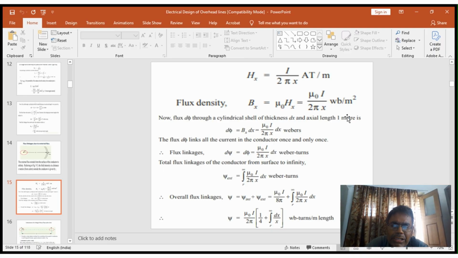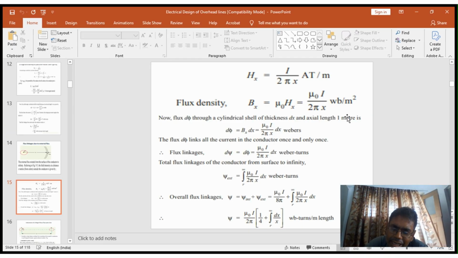Now the flux d phi through a cylindrical shell of thickness dx and axial length 1 meter is d phi equal to Bx into dx, that is mu 0 I divided by 2 pi x into dx Weber. The total flux links the conductor only once. Then flux linkage d psi is equal to d phi, that is equal to mu 0 I divided by 2 pi x. Then the total flux linkages of the conductor from the surface to infinity, psi external, is equal to the integral from r to infinity of mu 0 I divided by 2 pi x into dx Weber turns.